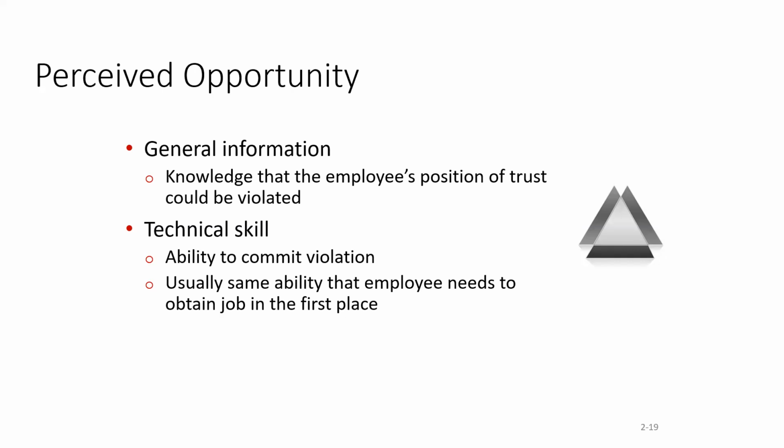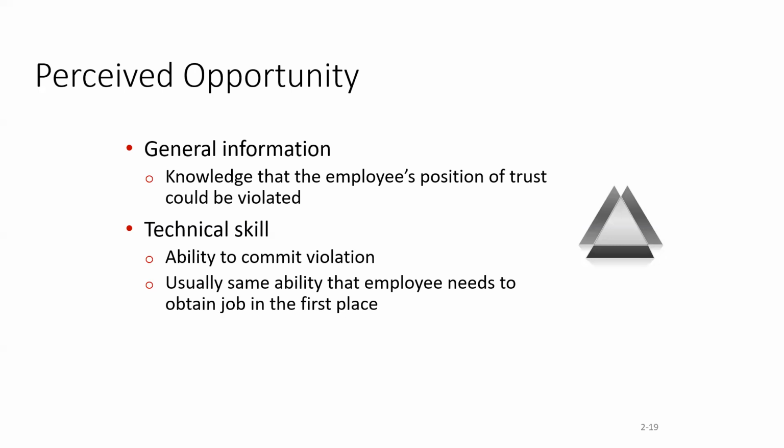This knowledge might come from hearing of other embezzlements, seeing dishonest behavior by other employees, or just being generally aware of the fact that the employee is in a position where he could take advantage of some of the employer's good faith. So we know that this perceived opportunity typically is going to deal with internal control weaknesses. First they have to have general information or knowledge that there is this weakness, and then they have to have the technical skill or the ability needed to commit that violation.